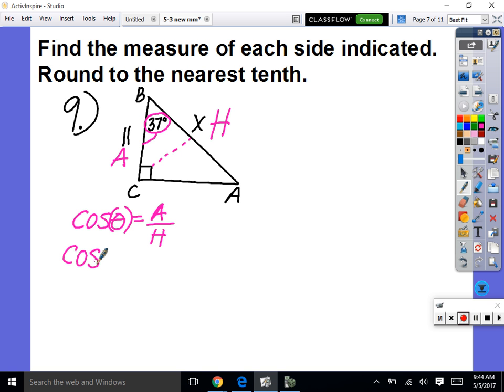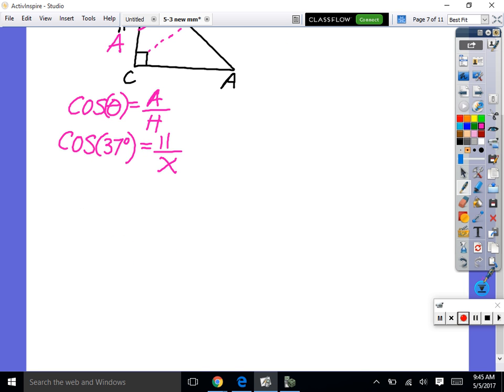We have cosine, don't put theta. Don't we know what theta is in this one? Theta is 37. So write cosine of 37 degrees equals our adjacent side, which is 11, over the hypotenuse, which is x. Now look at your true statement. We only have one thing to find, and that's x. So use algebra to solve for x.